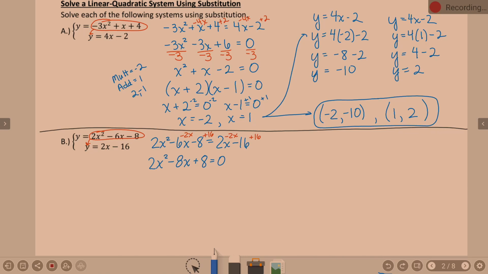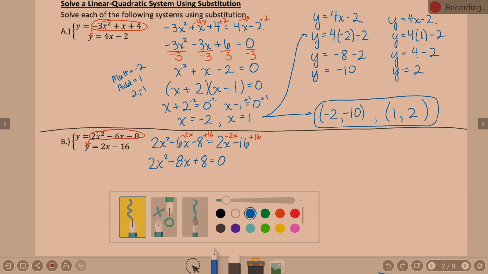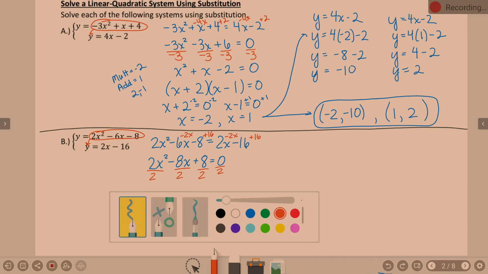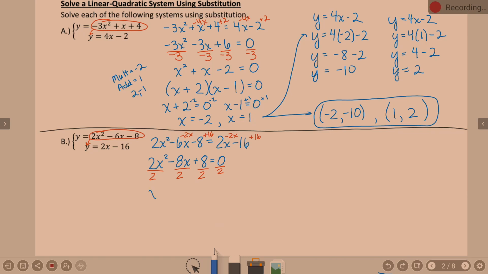Now, do you see something to make life a little easier? Yeah, they all divide by 2. So let's divide everybody by 2. Again, I can do this because it's an equation, and I can divide both sides. So now I have x squared minus 4x plus 4 equals 0. Oh, we can do this. Piece of cake, right? You're with me.